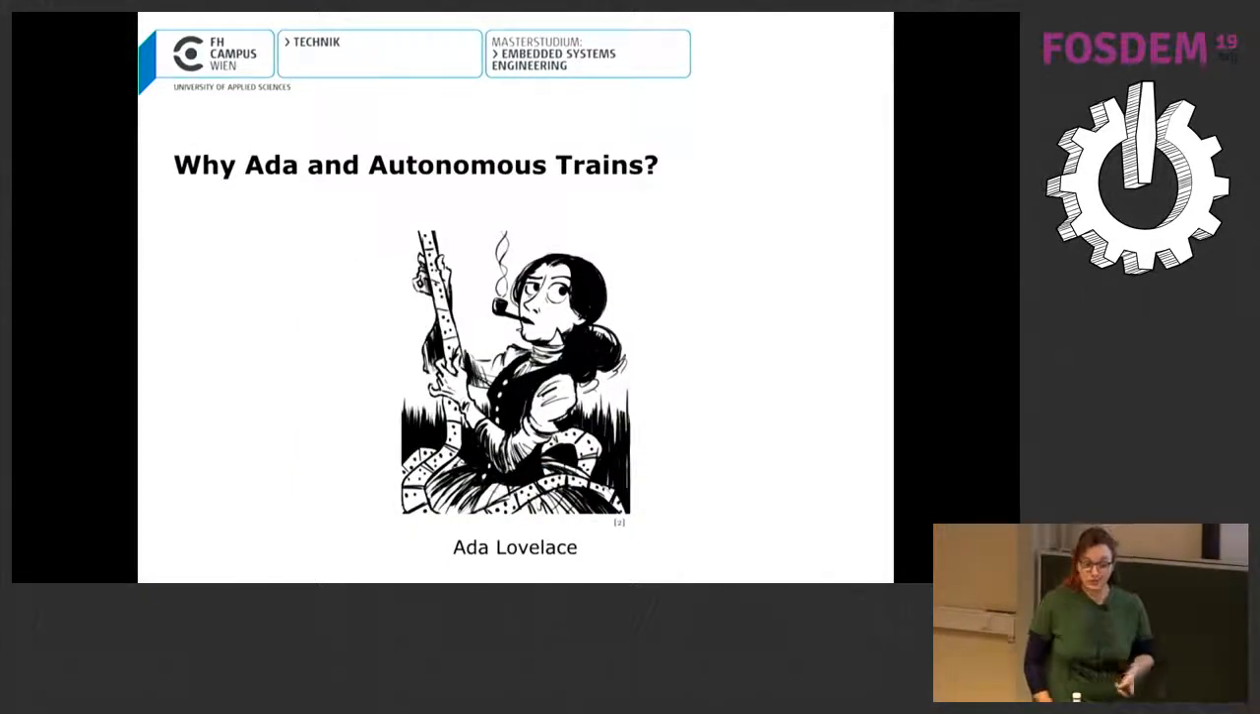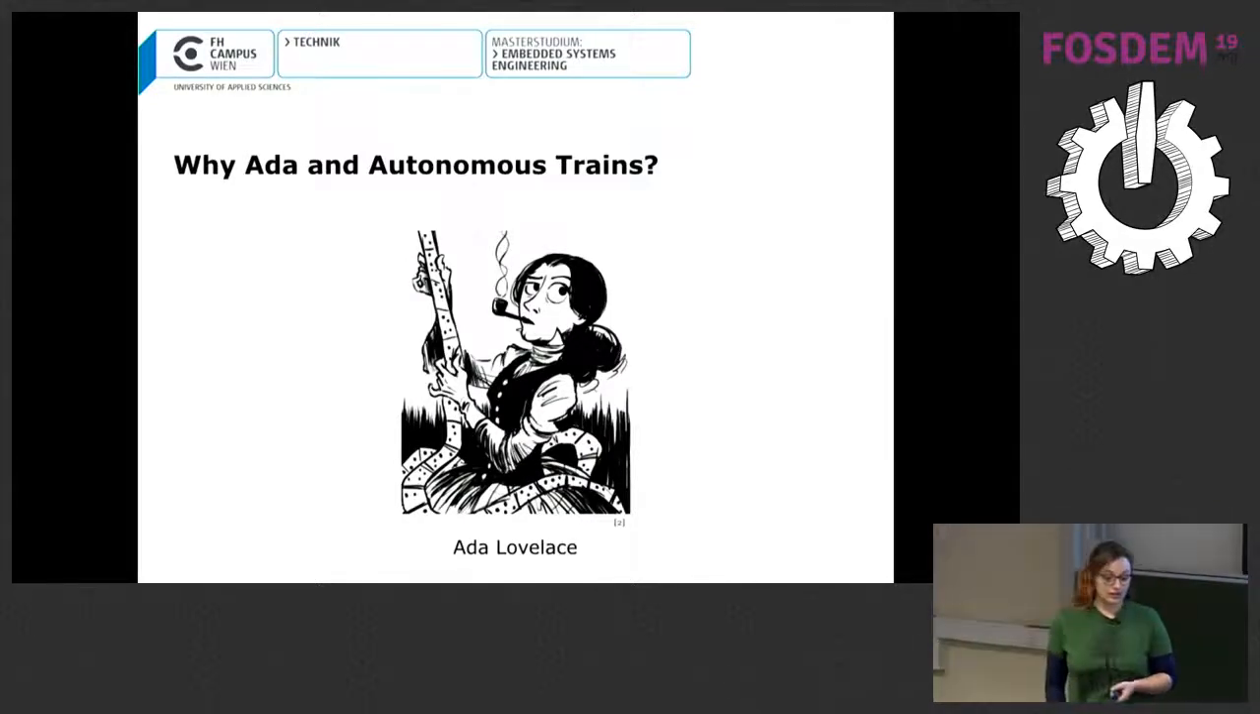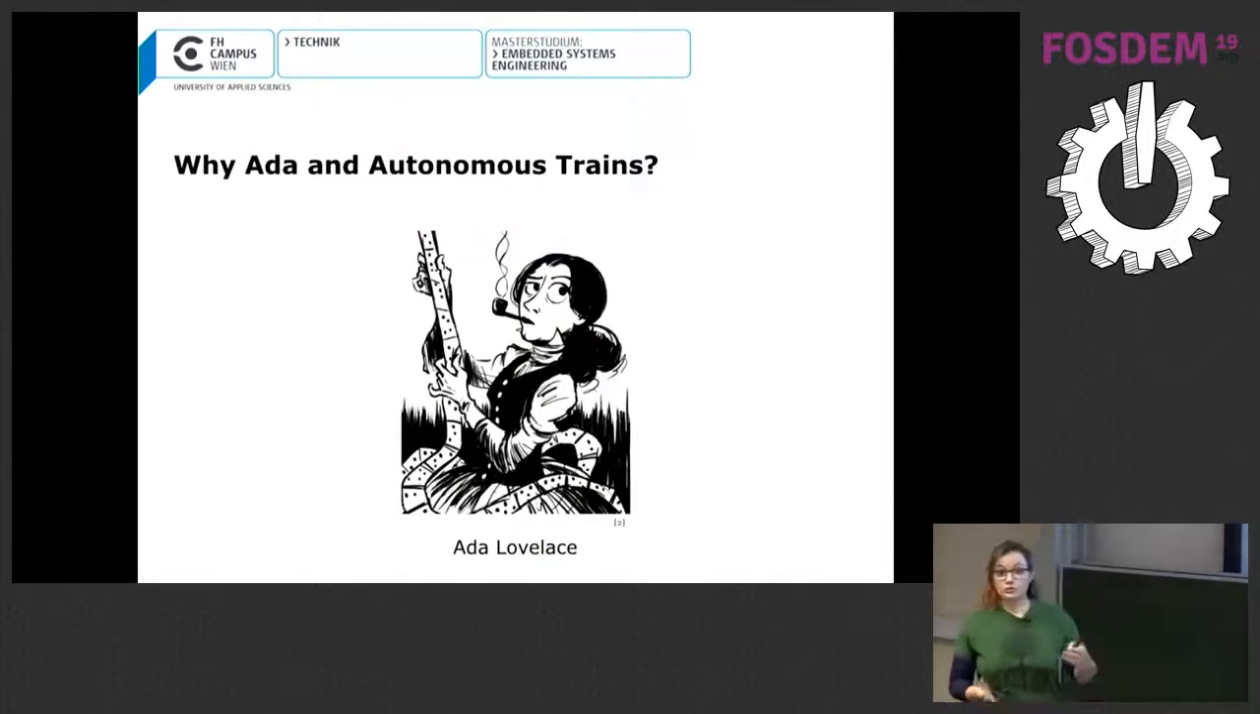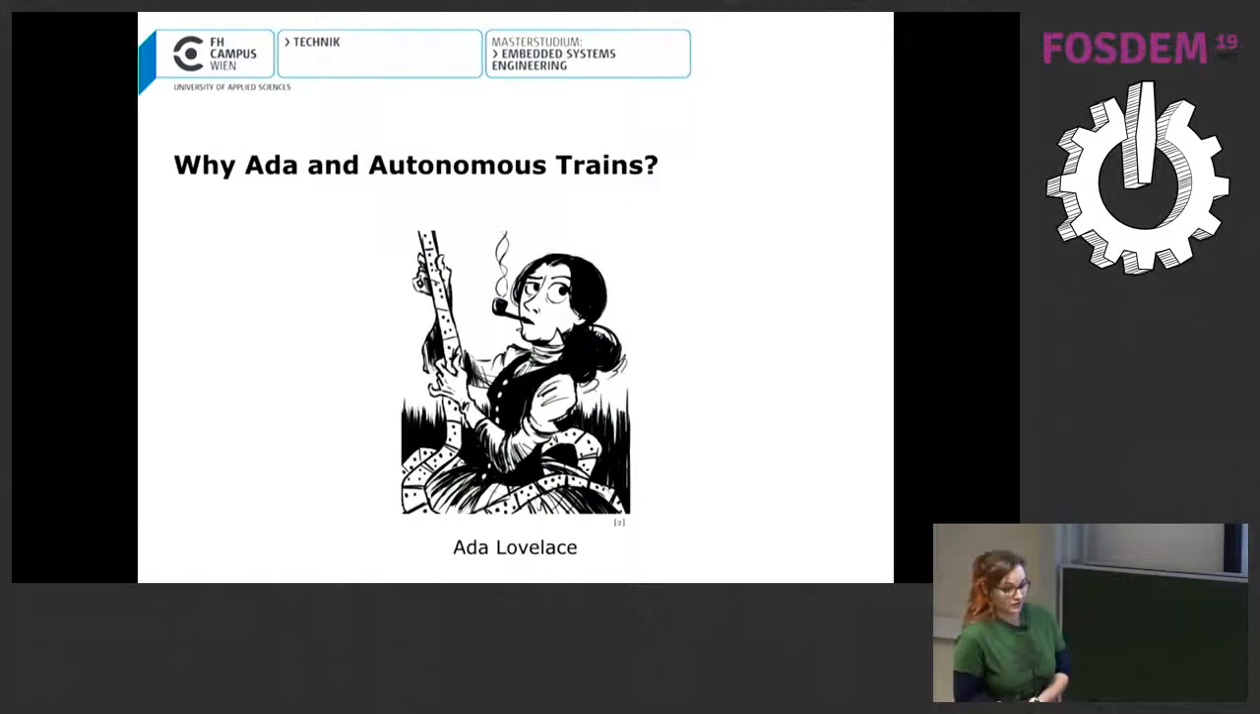Why am I using ADA and why am I programming things for autonomous trains? I was a student of embedded systems engineering at FA Campus Wien in Vienna, and my lecturer came to me and said, "I heard you're interested in autonomous cars. They are so complicated, so why not autonomous trains? It's easier. And there's a very beautiful programming language, and there's an IDE for the Raspberry Pi, so why not?"